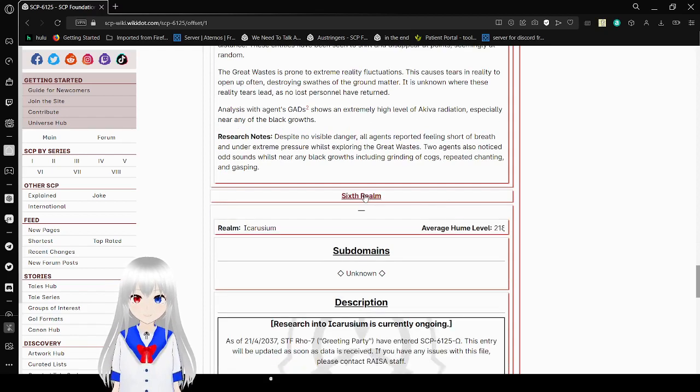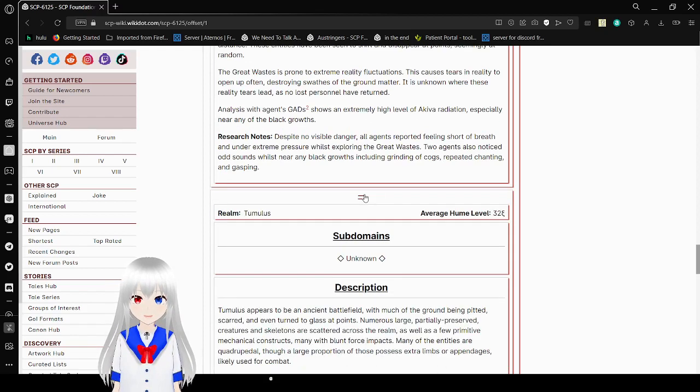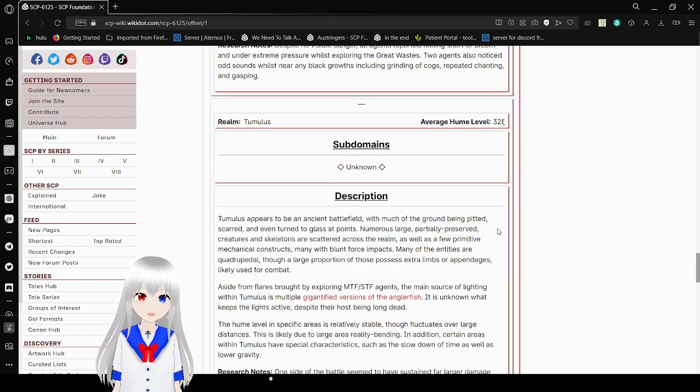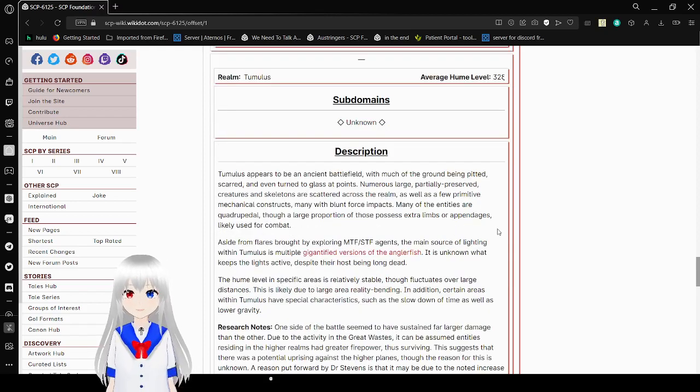The next realm of the previous high thought is the sixth realm, known as Tumulus. The average human level here is 32. The subdomains are unknown. Description: Tumulus appears to be an ancient battlefield, with much of the ground being pitted and scarred and even turned to glass at points.